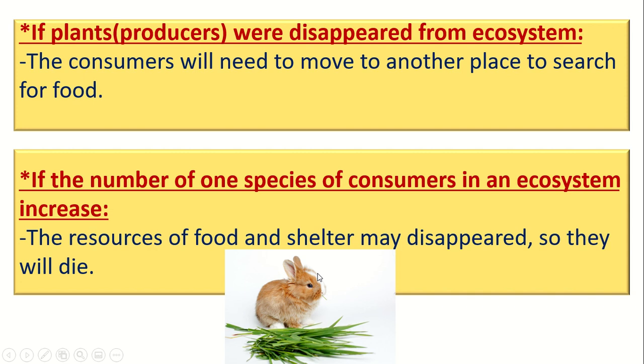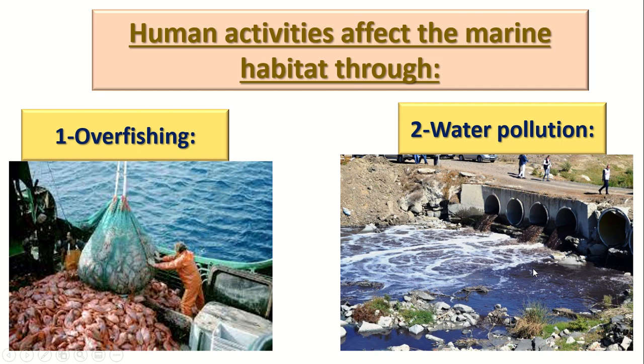So if the number of only one species of consumer increases, what will happen? They will finish all the food and shelter, so they will die. If the food and the shelter disappear, the animals will die.